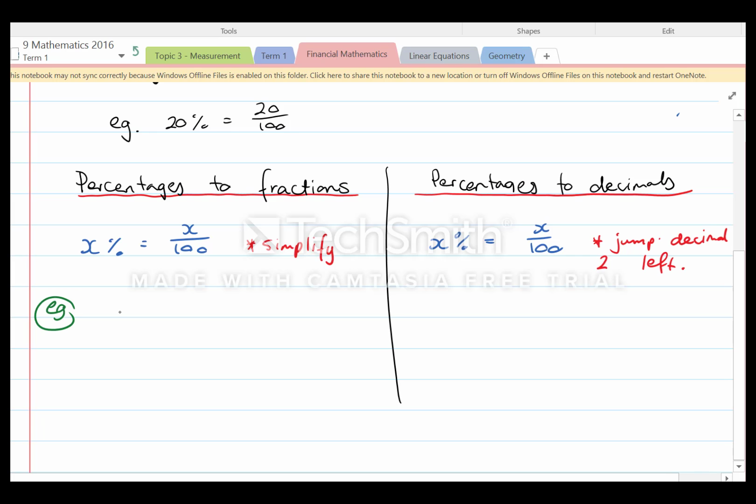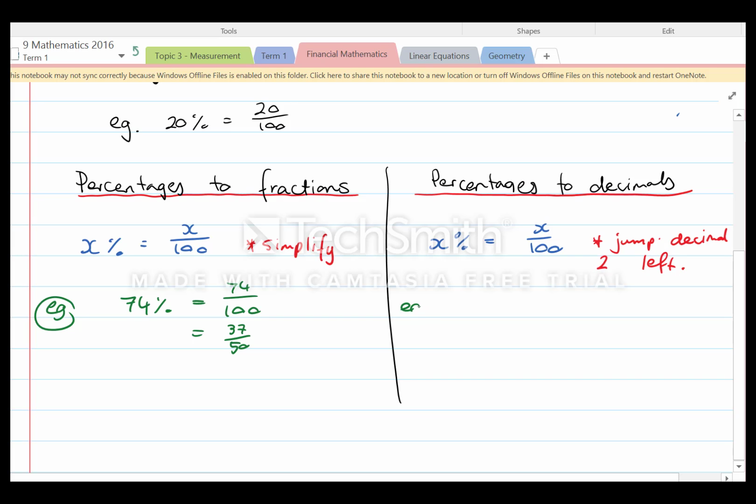Alright, so let's look at 74%. 74% will be written as 74 on 100, and we can simplify that down if we like. It has a common factor of 2 that we can see easily. So if we divide the top and bottom by 2, then we get 37 on 50. There's no more common factors, so our simplest fraction is 37 on 50.